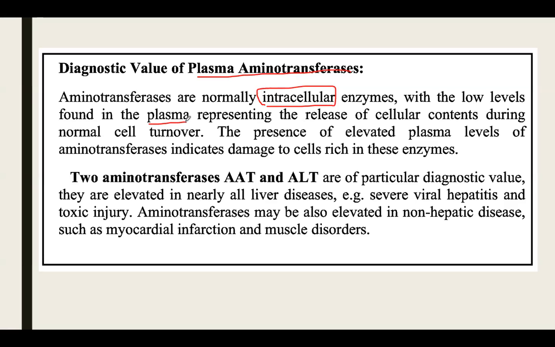If there is damage of these cells, if the liver cell is damaged by a virus, such as hepatitis virus, damaging the liver cell will lead to the release of these transaminases from inside the cell. It will go to the bloodstream. So AST, ALT are of diagnostic value. The level is elevated in the blood in all forms of liver disease, such as viral hepatitis or toxic liver injury, if the liver is exposed to toxins.